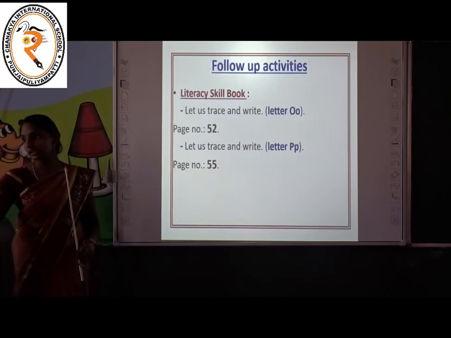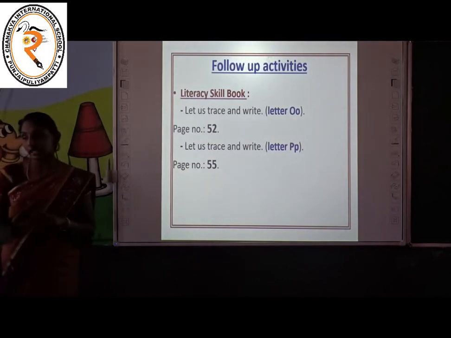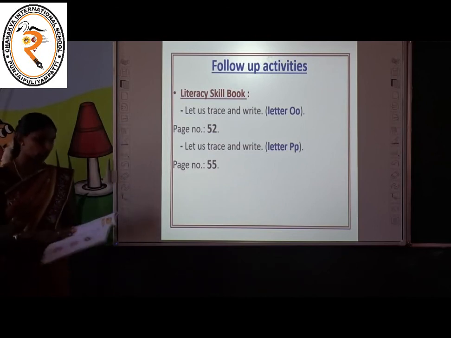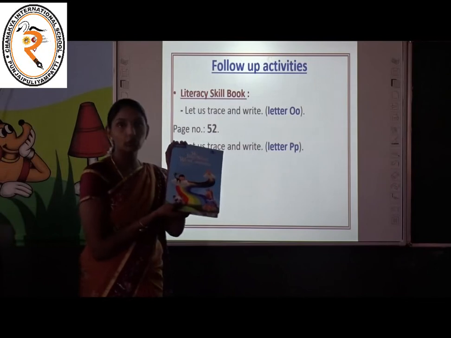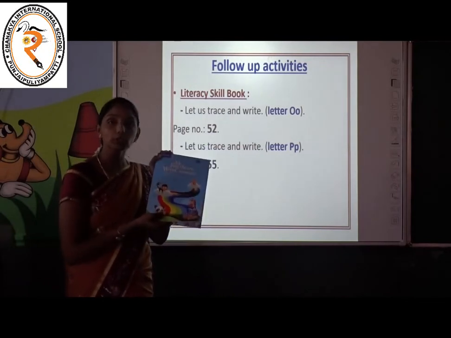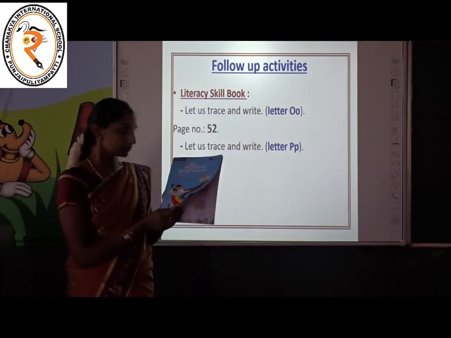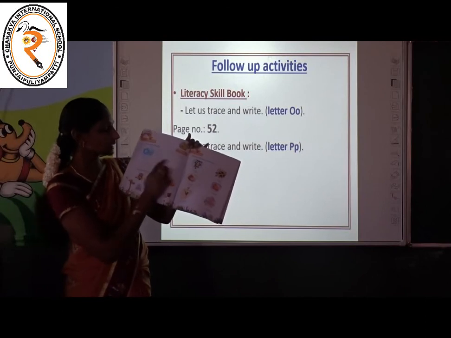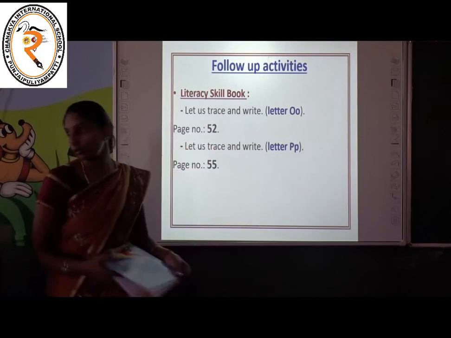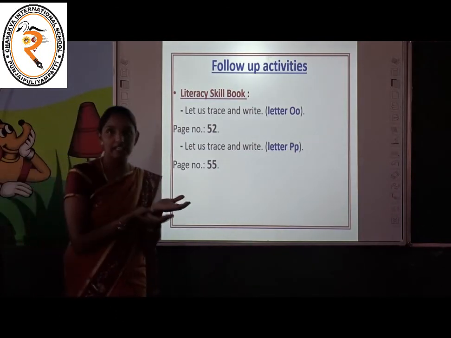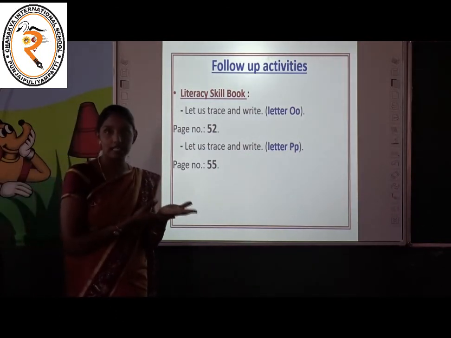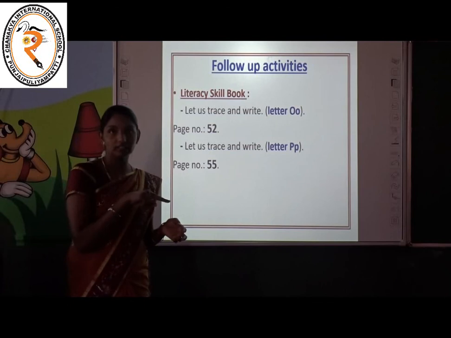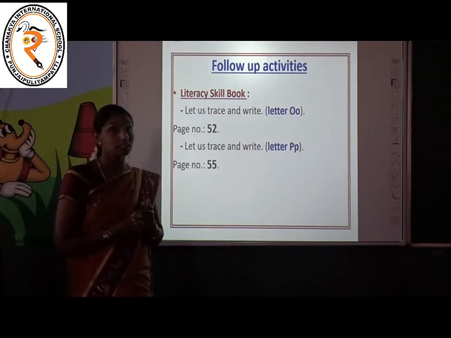Okay. That's it, children. Now I am going to give you an enrichment activity. After this class, when you have leisure time, take your literacy skill book. This is your literacy skill book. When you have free time, please take it and try to complete this. Try to trace letters O and P. And one more thing, children, you can take sand. Take sand in a bowl or plate, and you can trace. You can write letters O and P on sand. Okay, it's a playful activity.